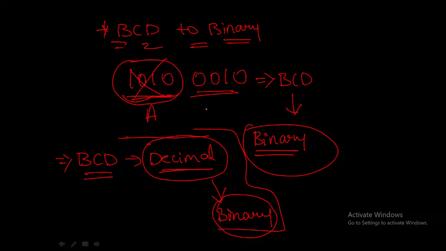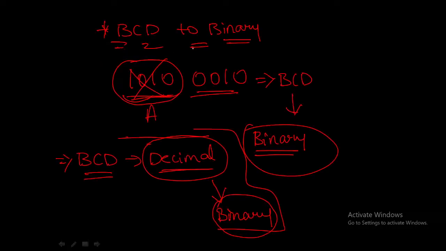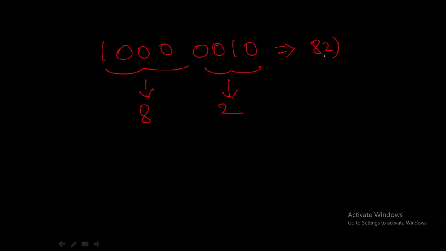So there is no representation of BCD for it, so this is invalid. Let's say 1000 0010. Now it is nothing but 8 followed by 2. So the decimal representation of this BCD number is 82 to the base 10. Now we will convert this 82 to the base 10 into a binary number.